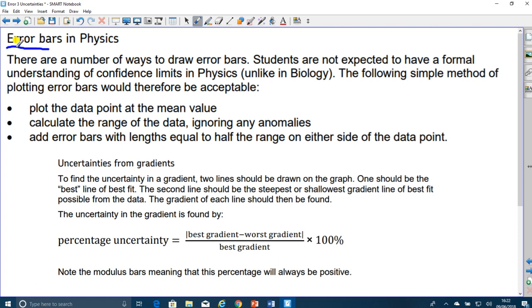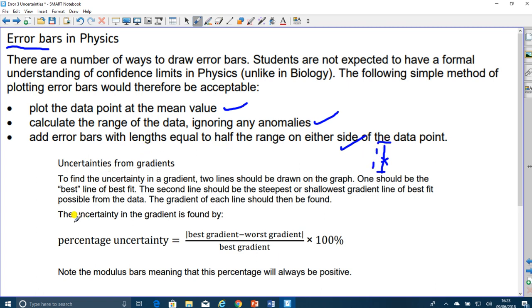Now, we don't need to worry so much in physics about formal confidence limits. We just need to understand that we can plot the data at the mean value, calculate the range of the data, ignoring any anomalies, and add error bars. The error bars will simply show plus or minus half of the range. So if the answer was 5 plus or minus 0.5, you plot your point at 5, and the error bar would go up to plus or minus 0.5 either side.